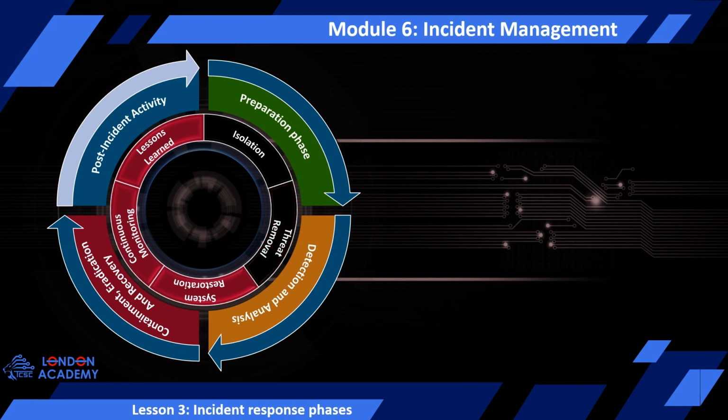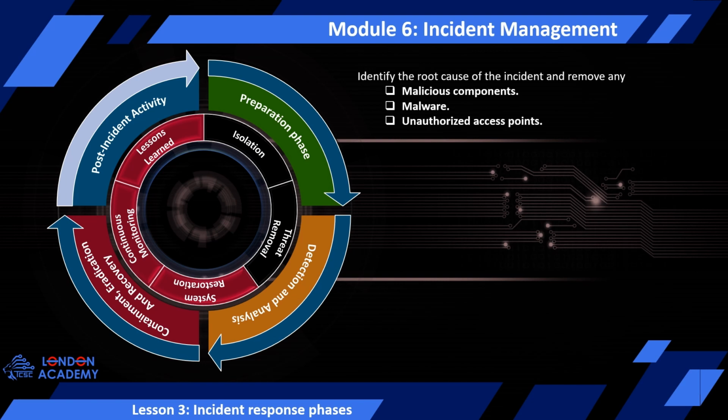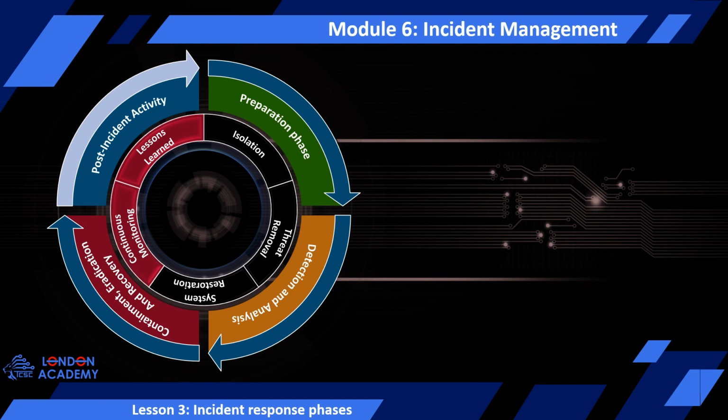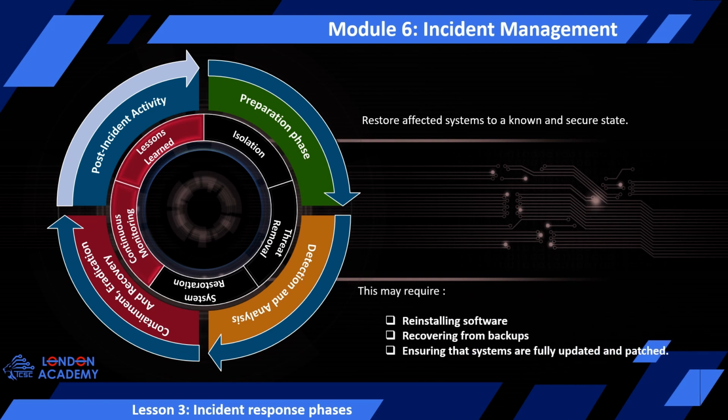2. Threat removal. Identify the root cause of the incident and remove any malicious components, malware, or unauthorized access points. This may involve removing malicious files, closing vulnerabilities, and applying patches. 3. System restoration. Restore affected systems to a known and secure state. This may require reinstalling software, recovering from backups, and ensuring that systems are fully updated and patched.